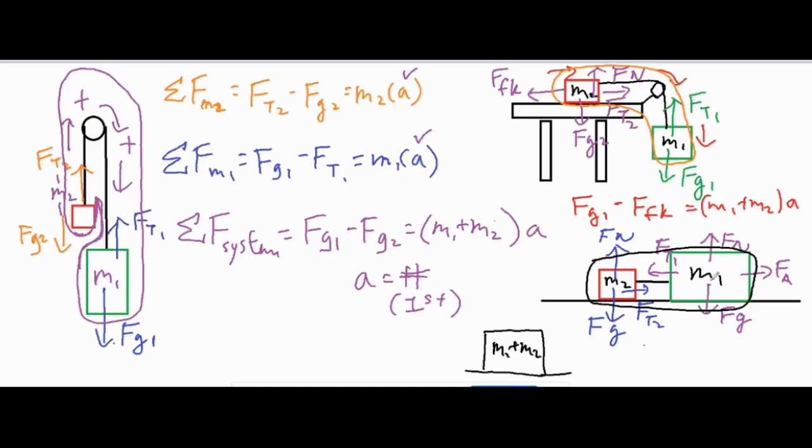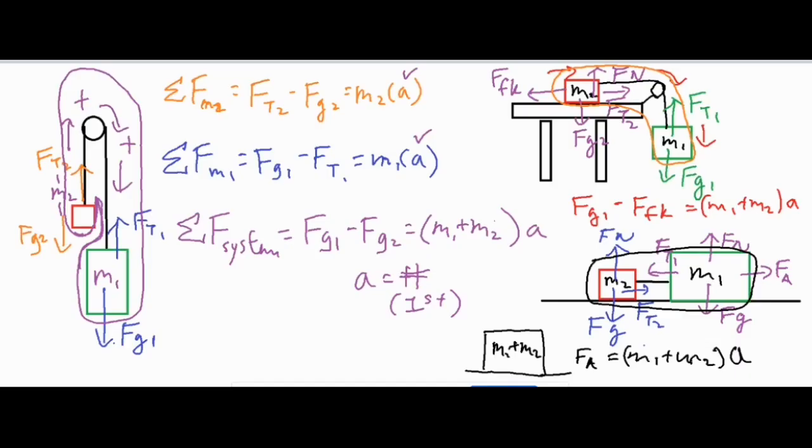Okay, in that case, we have these two vertical ones that are canceling each other out. So then in this case, that F_A would just equal (m1 + m2) times the acceleration. And then if there was a force of kinetic friction, that would be the opposing force that you would subtract from the applied force.